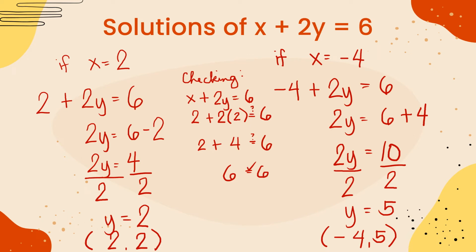Kung matatandaan nyo kanina sa ating definition ng solution, they are ordered pairs that will make our equation true. So, kaya siya 6 is equal to 6. So, kapag iba ng kapartner nito, malamang sa malamang, hindi na siya akma or hindi na siya sasakto dun sa ating linear equation na x plus 2y is equal to 6.